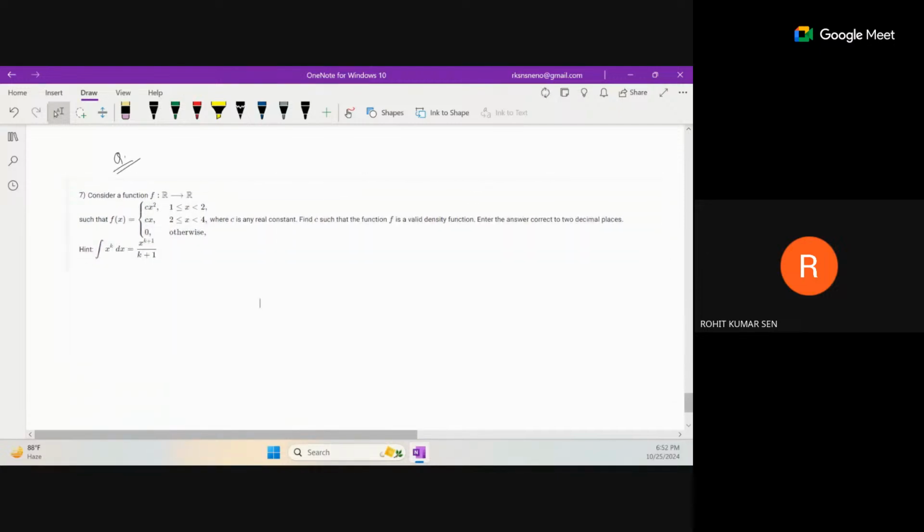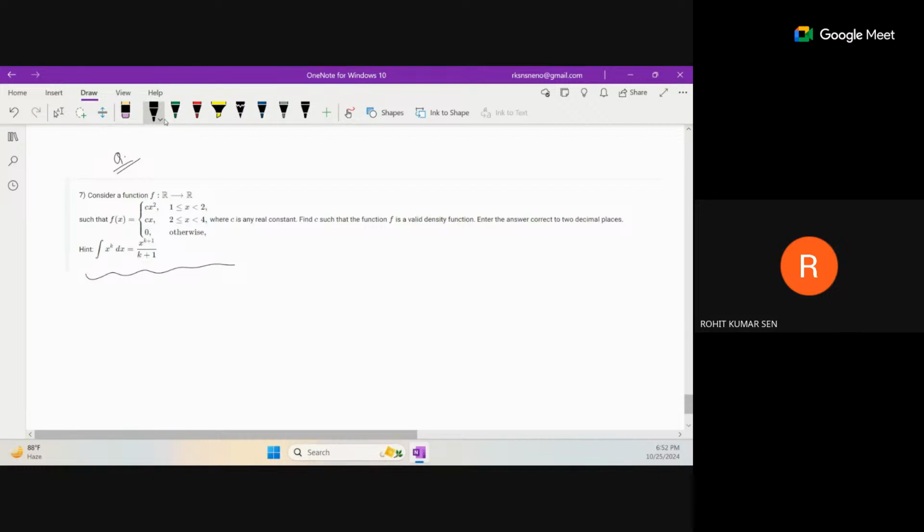Okay. So now we will solve this question. What is given? Consider a function f from R to R such that f of x, where c is any real constant, is a valid density function. Enter the answer correct to 2 decimal places. Okay. So they have given us the PDF. Whenever we have a continuous random variable, we have a PDF.